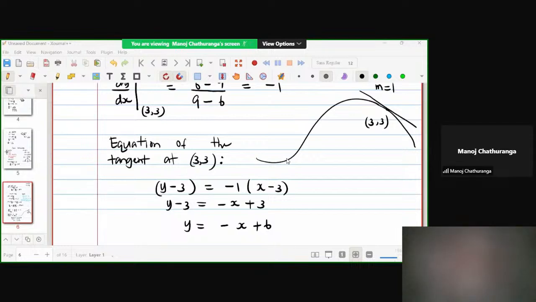So the normal line would have slope 1. It passes through the same point, so y minus 3 equals plus 1 times x minus 3. So y equals x. y equals x.